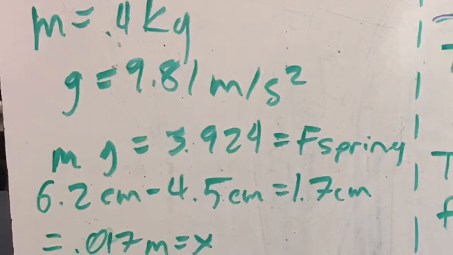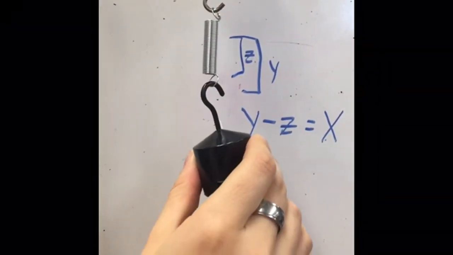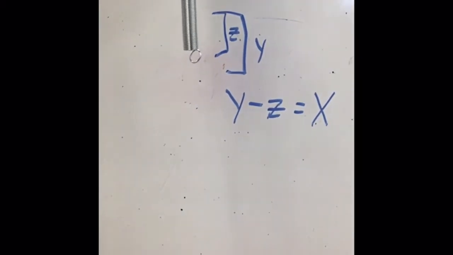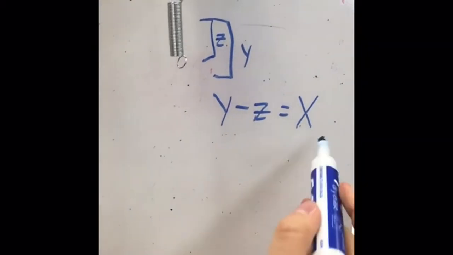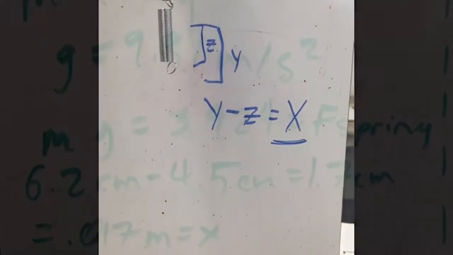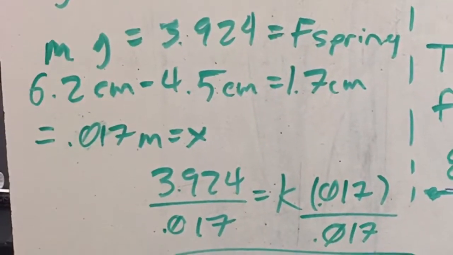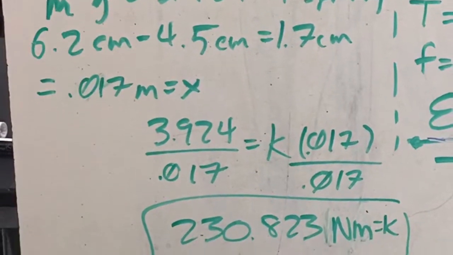In order to conduct our experiment, we needed to find the spring coefficient k. We did this by using Hooke's law, which is the force of the spring is equal to the spring coefficient times x. We knew that the force of the spring was equal to the force of gravity because the weight stayed suspended in midair, and by recording how far the spring was stretched, x, we were able to find k.